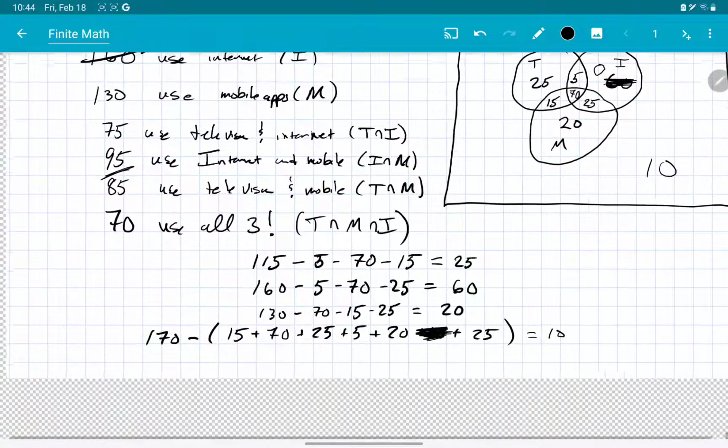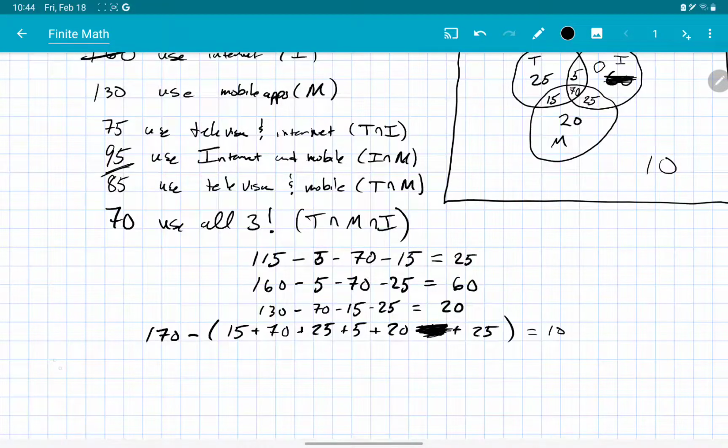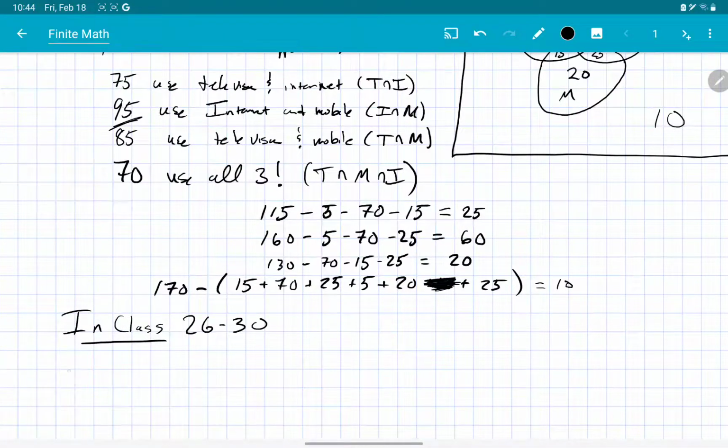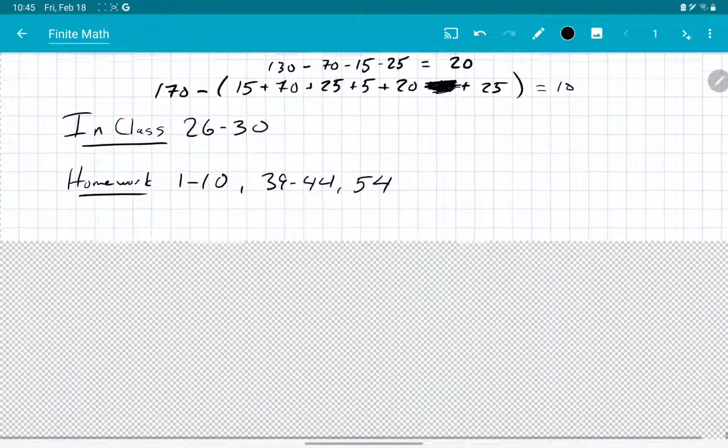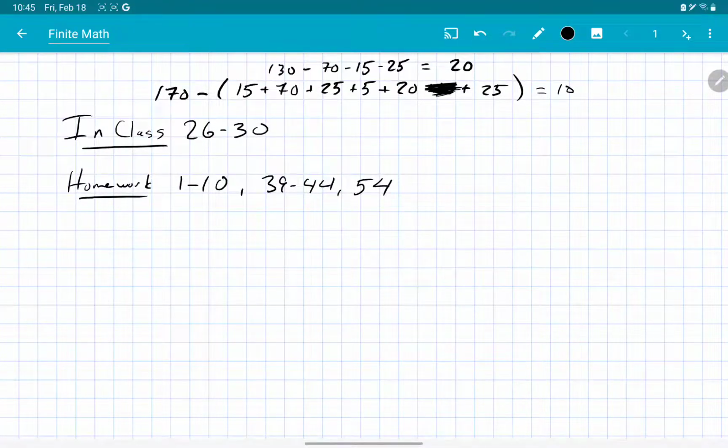All right, so for the homework and in class, we just have a few minutes left, so I don't expect you to do all of these, right? But 26 through 30 was, I was going to say in class, but let me now assign the homework too. It's 1 through 10, 39 through 44, and 54. Okay, so you're just kind of doing this process a few times from the information that they give you. So that's 1 through 10, 39 to 44, and 54.